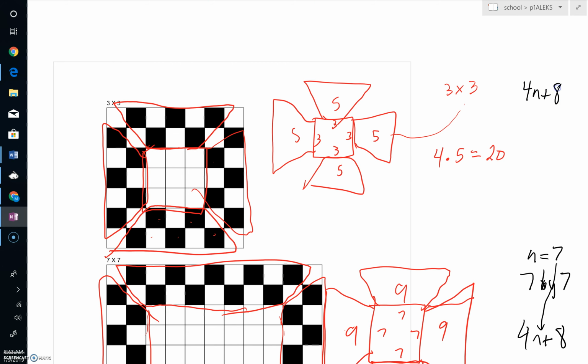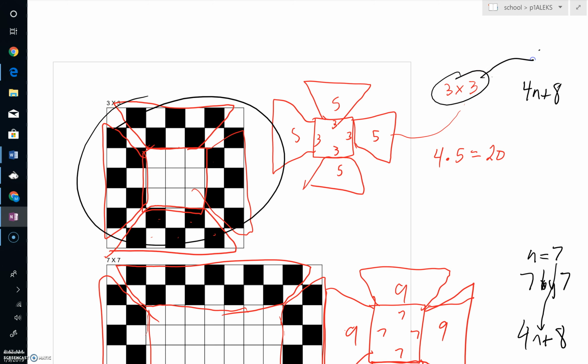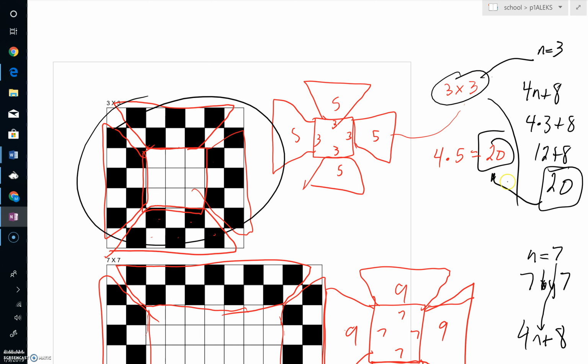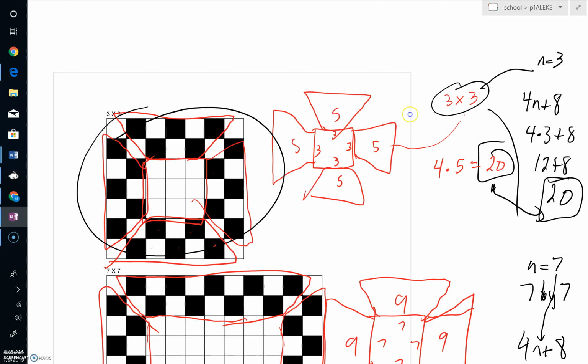Would it work for this problem right here? Well, it's a 3 by 3. That means let n equal 3. 4 times 3 plus 8. 4 times 3 is 12. 12 plus 8 is 20. Look at that. It checks. We've come up with a formula to help us.